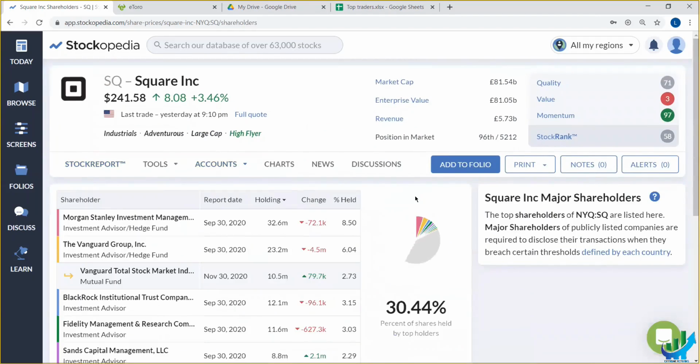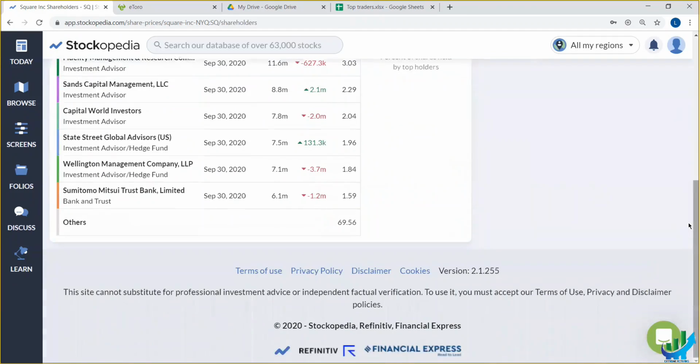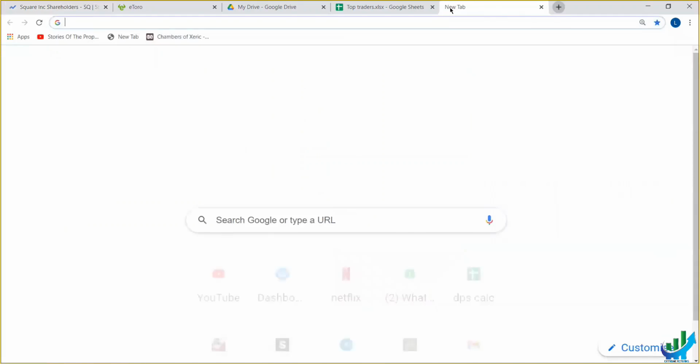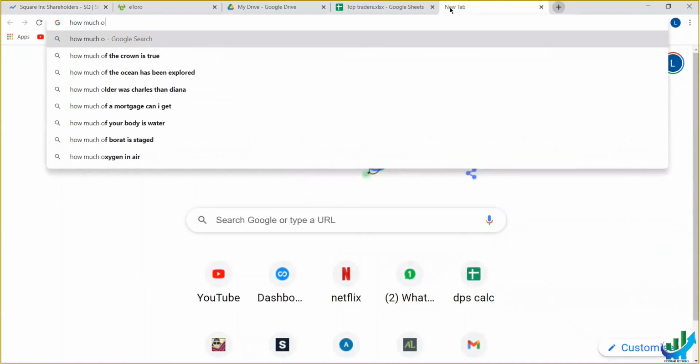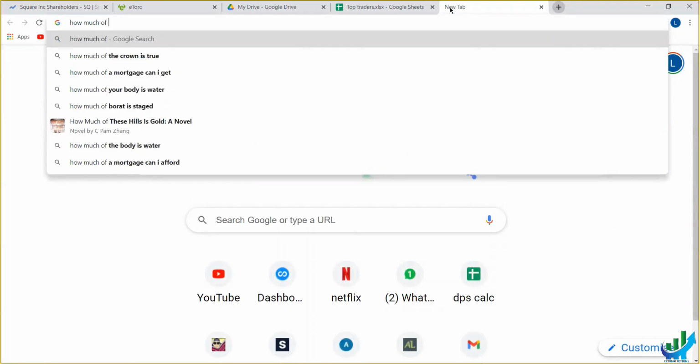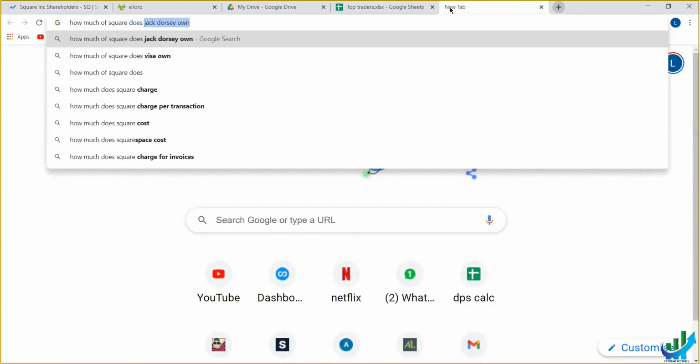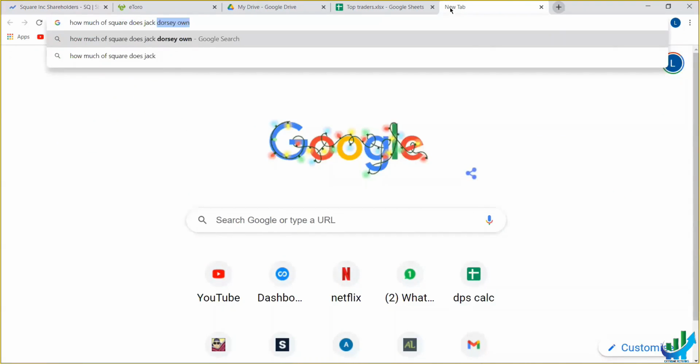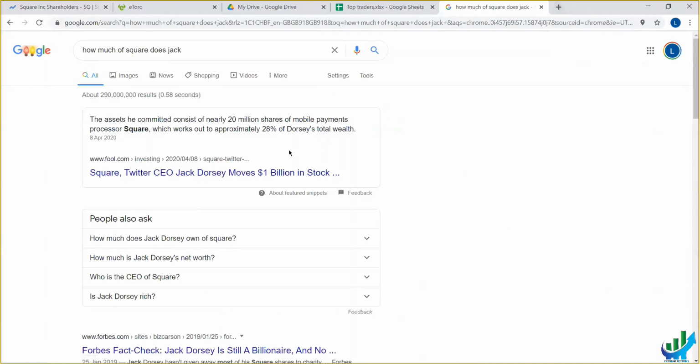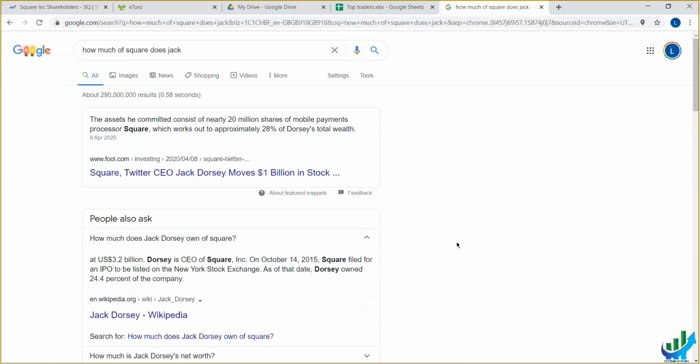Let's look at major shareholders. So a lot of big companies, as you'd expect, the tracking companies, Morgan Stanley, Vanguard, BlackRock, Fidelity. I was hoping to see Jack Dorsey in here, but I don't see him. Let's quickly Google it. Here we go. 20 million shares, it says 28% of his wealth. Still a multi-billionaire. As of that date, he owned 24%. I think he's been selling off a lot of it.